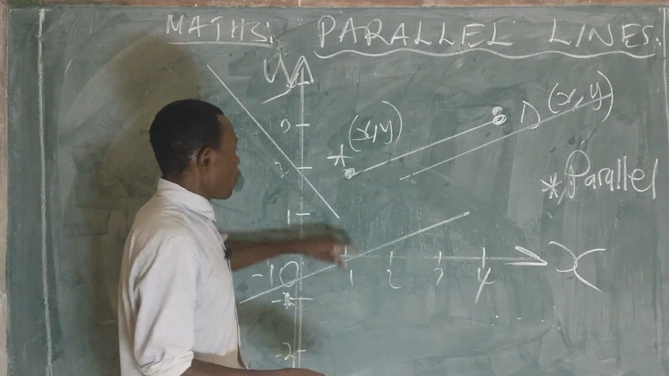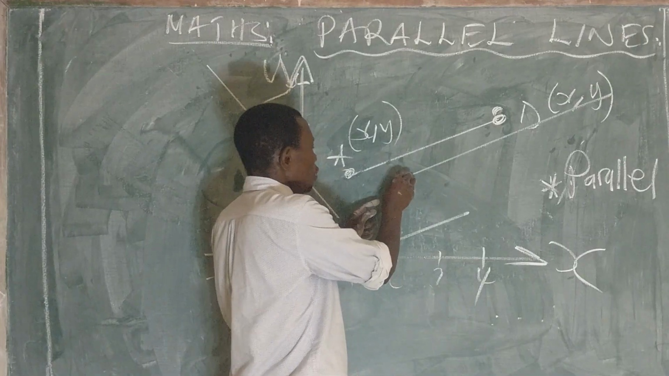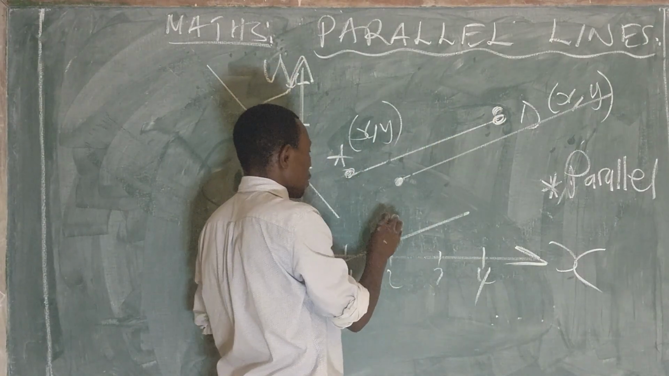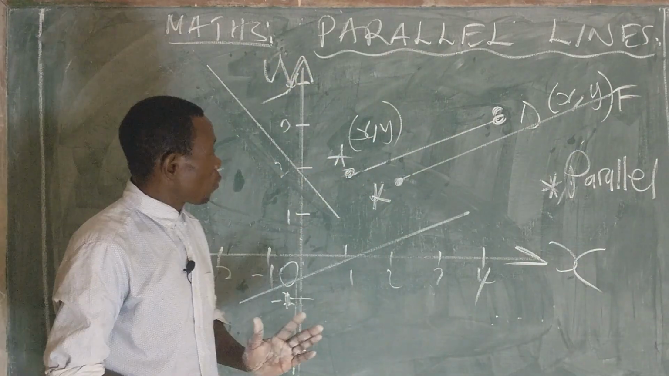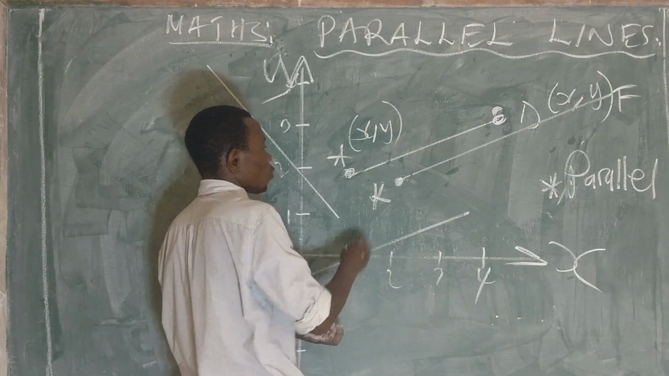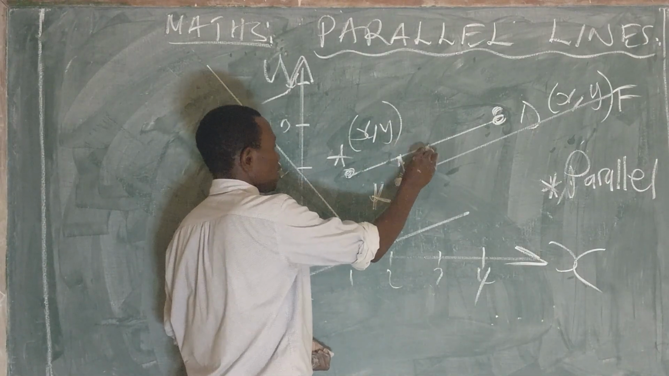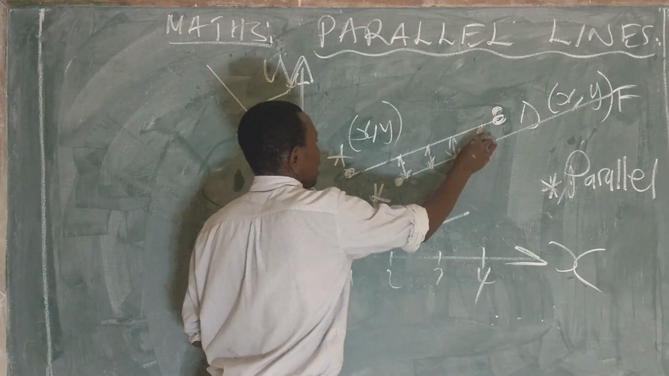So for example, if we are told that this line AD is parallel to line KF, what we know is that if the 2 lines are parallel, it means the distance in between the 2 lines, from here up to there, is always the same.